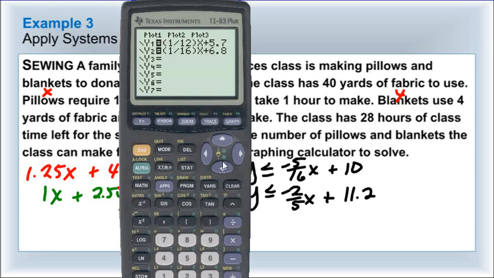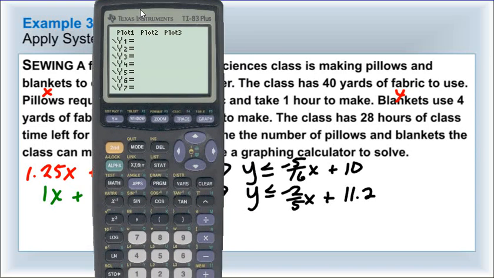First thing we're going to do is clear everything in a y equals. And the first one I'm going to put in, I'm going to do in parentheses negative 5 divided by 16, x plus 10. And then the other one, we're going to do negative 2/5 x plus 11.2.